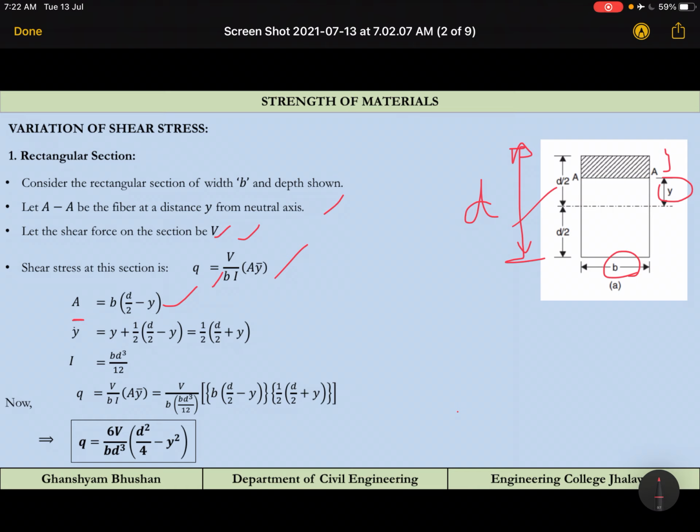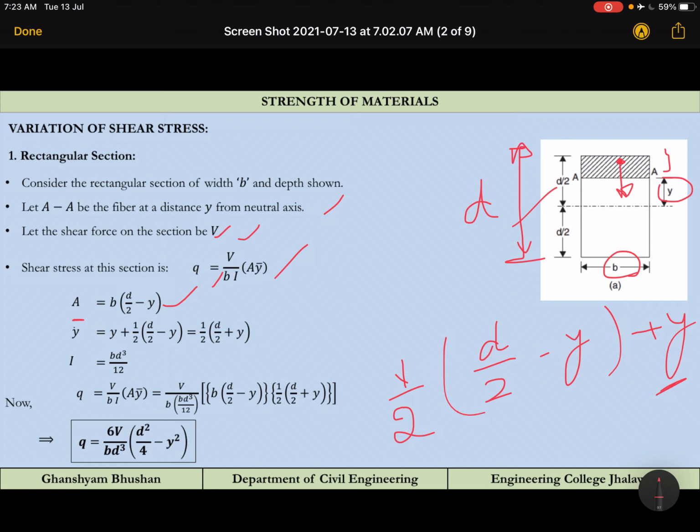ȳ is the distance of the centroid of this section from the neutral axis. So if this depth is D by 2 minus Y, the centroid will be at half of it plus Y, because we are going to take it from the neutral axis. So you can see Y plus half times (D by 2 minus Y). Finally, after solving this, you will get half times (D by 2 plus Y).